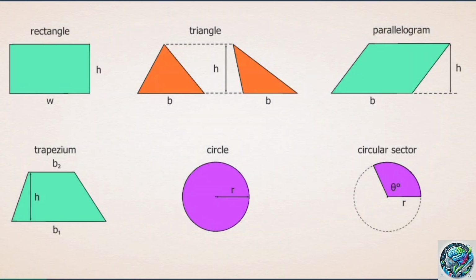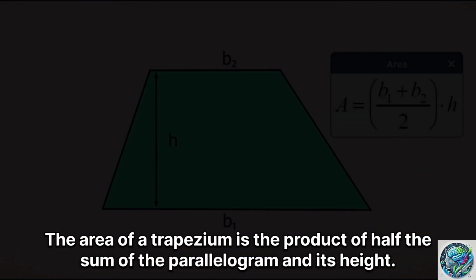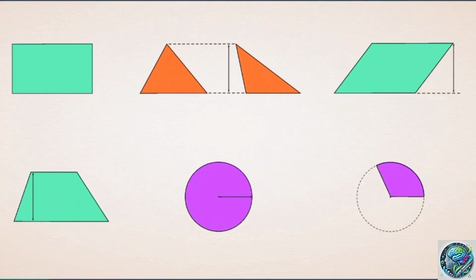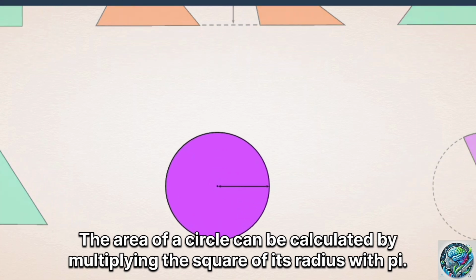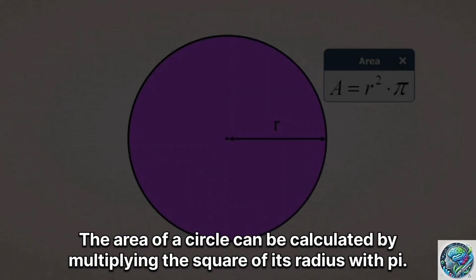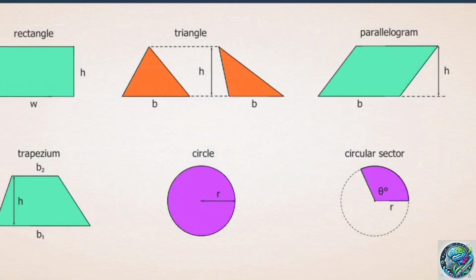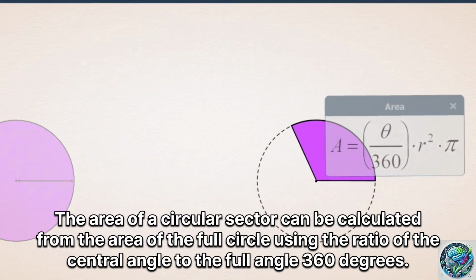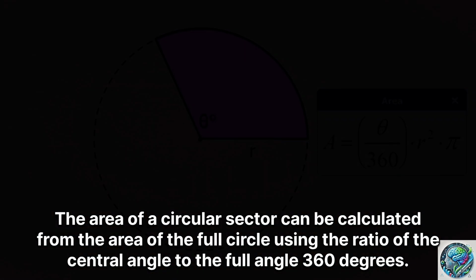The area of a trapezium is the product of half the sum of the parallel sides and its height. The area of a circle can be calculated by multiplying the square of its radius with pi. The area of a circular sector can be calculated from the area of the full circle, using the ratio of the central angle to the full angle, 360 degrees.